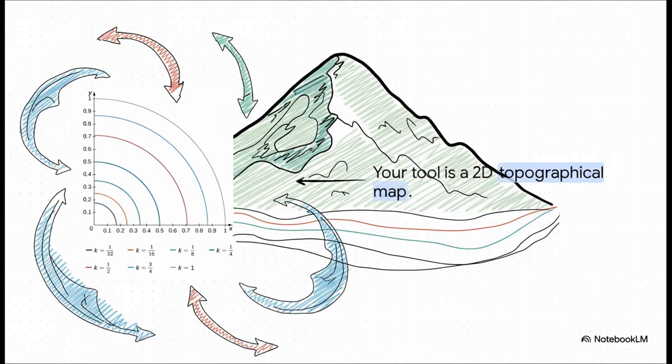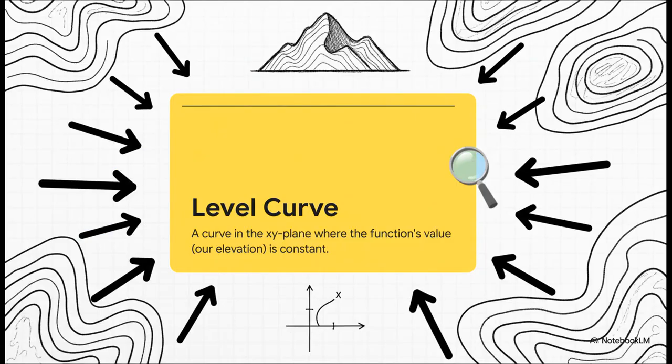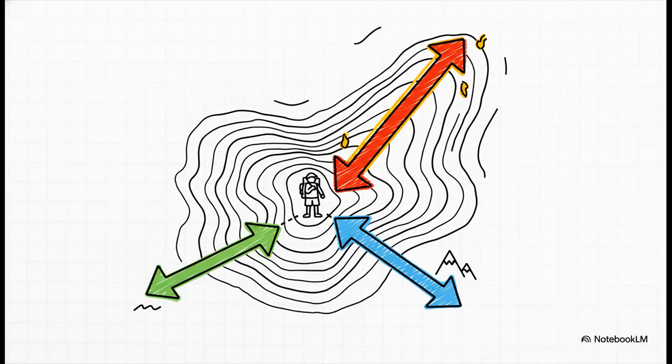And that tool is a topographical map, which basically flattens the mountain onto paper. Now you see these lines, each one connects points that are at the exact same height. In math, we call these level curves. They're basically paths where you don't climb at all. Here's the key though, how steep it is totally depends on which direction you walk.